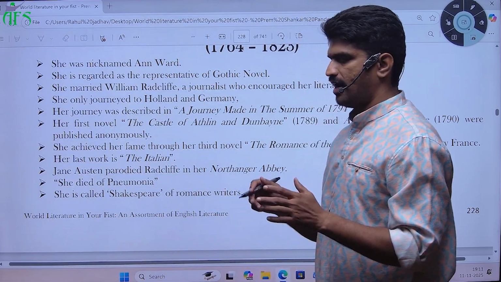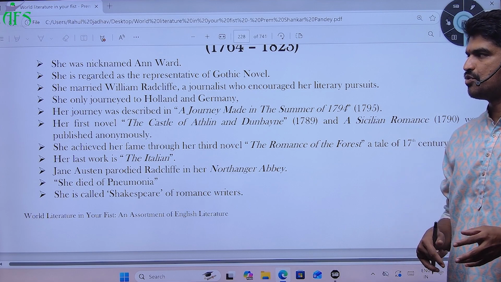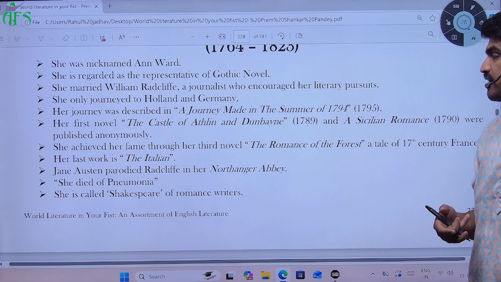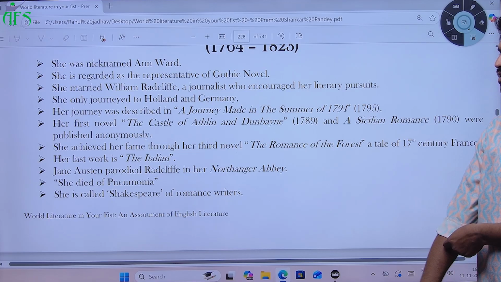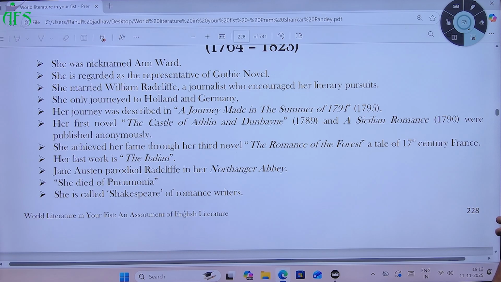So let's start talking about her work. She is regarded as the representative of Gothic novel. She married William Radcliffe, a journalist who encouraged her literary pursuits. She journeyed to Holland and Germany. Her journey was described as a journey made in the summer of 1794.